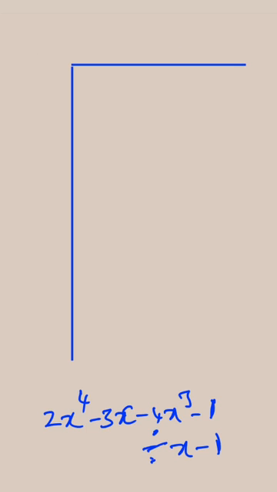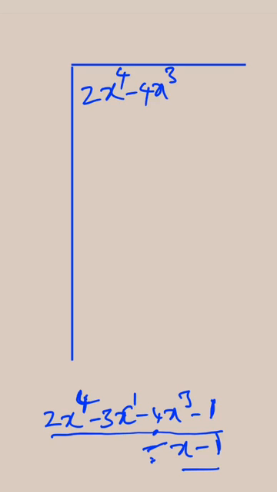Here is another problem: 2x power 4 minus 3x minus 4x cube minus 1, divided by x minus 1. At this time we can observe that the polynomial has to be written in decreasing order of powers. So first I write the highest power, x power 4, next the highest power, minus 4x cube, next x squared, actually 2 is not there, so I'll write the next one, 3x, next minus 1. This order is very important. After that, write x minus 1 here.